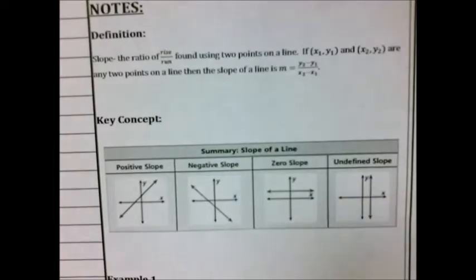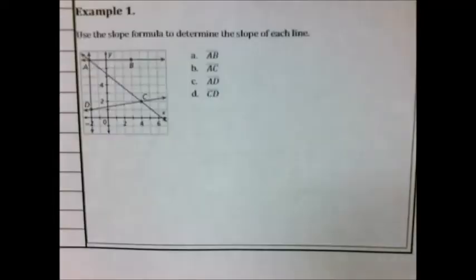Okay? Let's do some examples here. Example 1 says to use the slope formula to determine the slope of each line. So instead of going y2 minus y1 and trying to find that, when we have graphs like this, we're just going to count how much up or down it goes and put that over, in fraction form, the amount that it goes left or right.